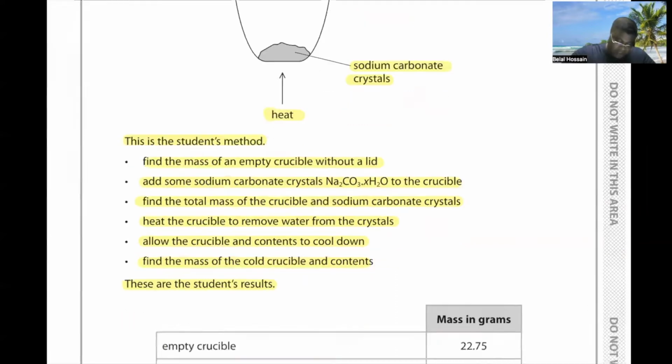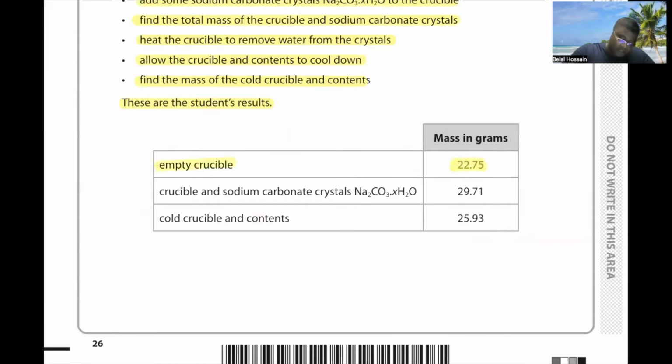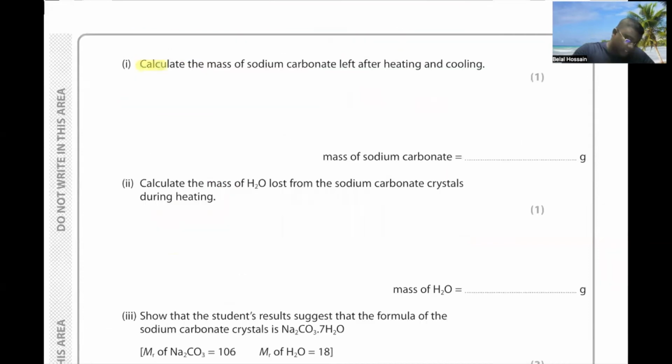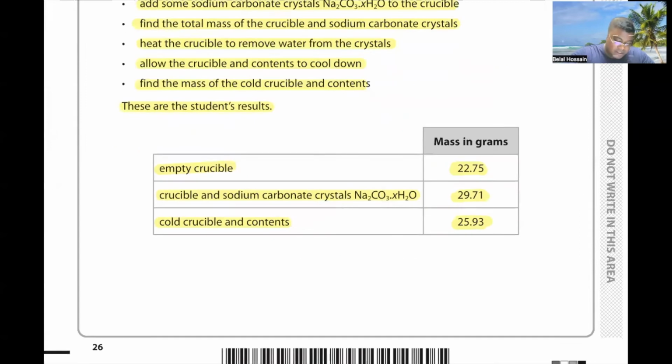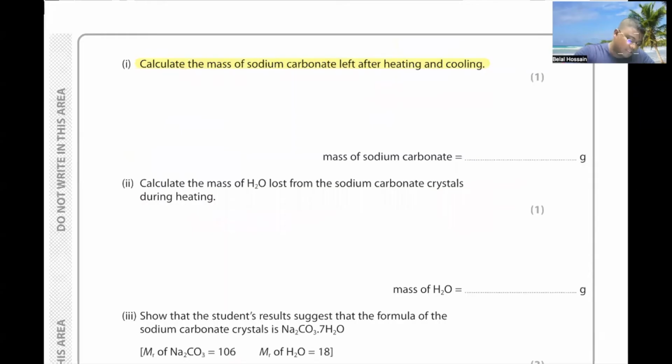These are the student's results. Empty crucible, mass is 22.75. Crucible and sodium carbonate crystal.XH2O, 29.71. Cold crucible and contents, 25.93. Calculate the mass of sodium carbonate left after heating and cooling. So to find out the mass of sodium carbonate left after heating and then cooling, we'll have to consider the mass of the empty crucible and the mass of the cold crucible and contents. So 25.93 minus 22.75. When we do the subtraction, it comes to 3.18.